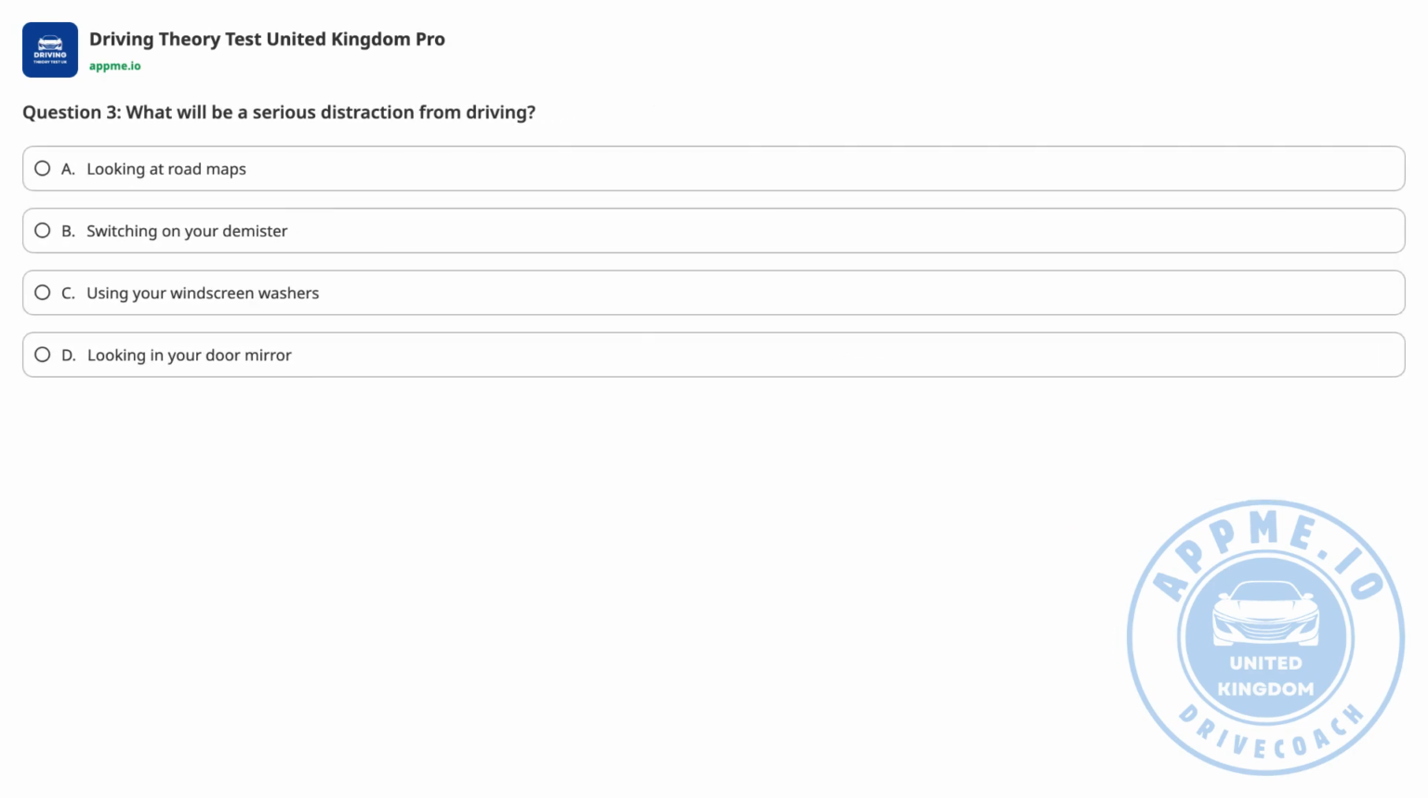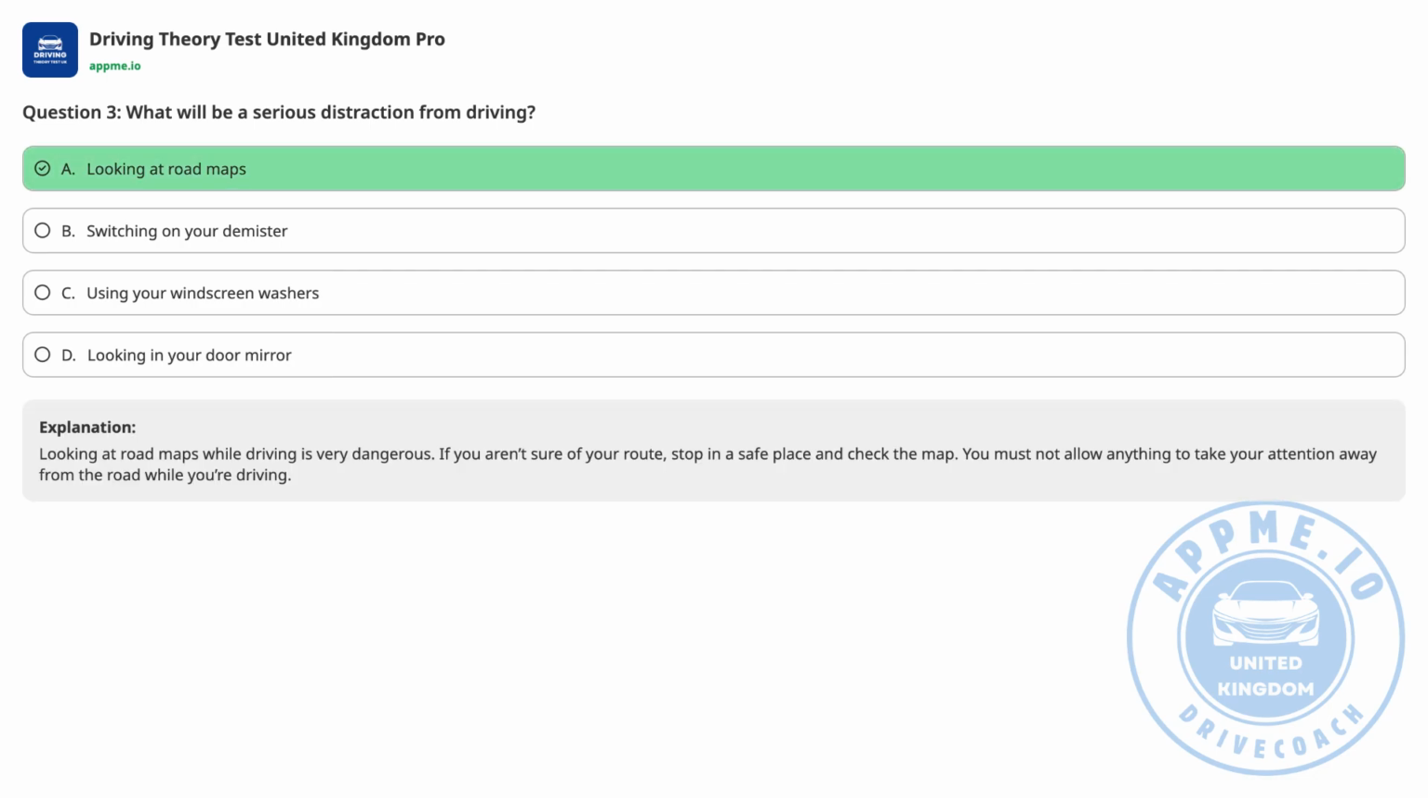Question 3. What will be a serious distraction from driving? A. Looking at road maps. B. Switching on your demister. C. Using your windscreen washers. D. Looking in your door mirror. The correct answer is A.